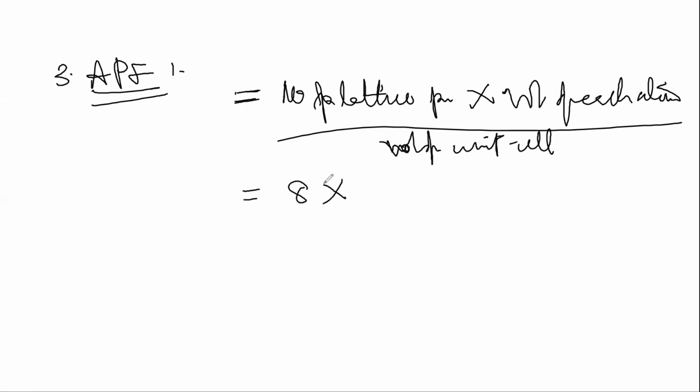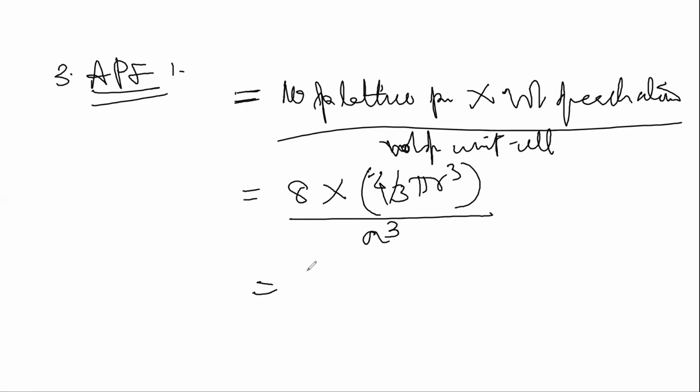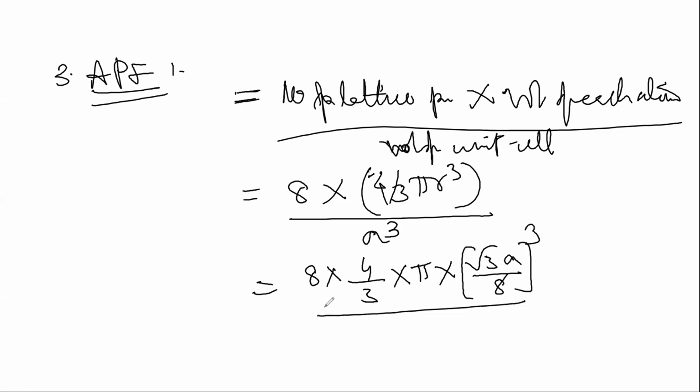So 8 into, what is the volume of each atom? We know it is 4/3 pi r cube, because the atom is spherical. So 4/3 pi r cube is the volume. The volume of the unit cell, again, is a cube, since it is a cubic structure. So 8 into 4/3 into pi into r cube, where r is root 3 a by 8, whole cube, by a cube. Right, students? It's easily understood. So a cube gets cancelled.